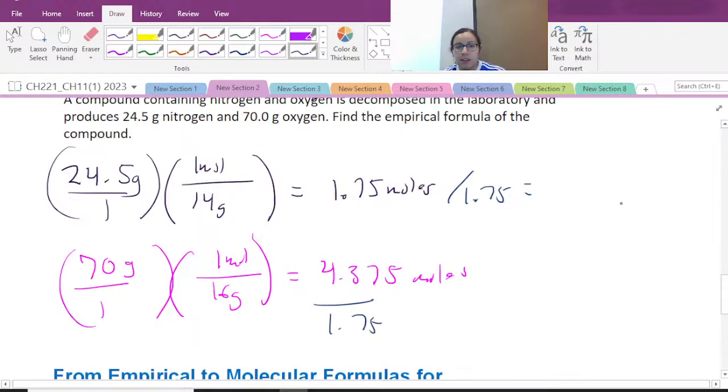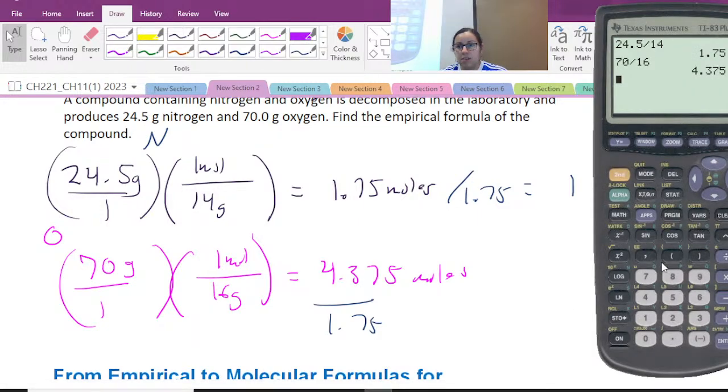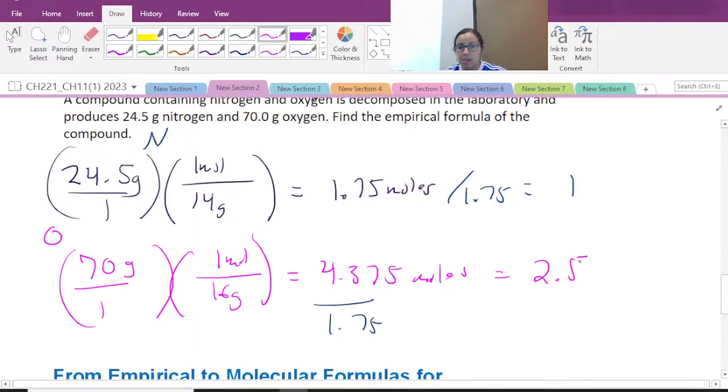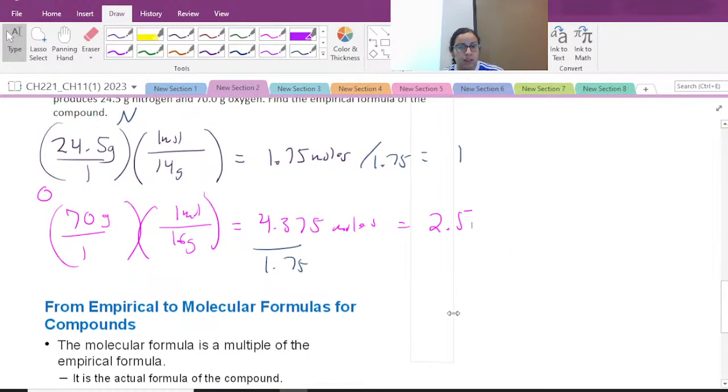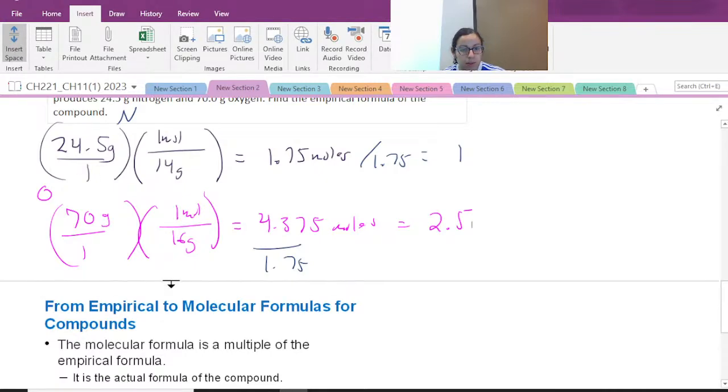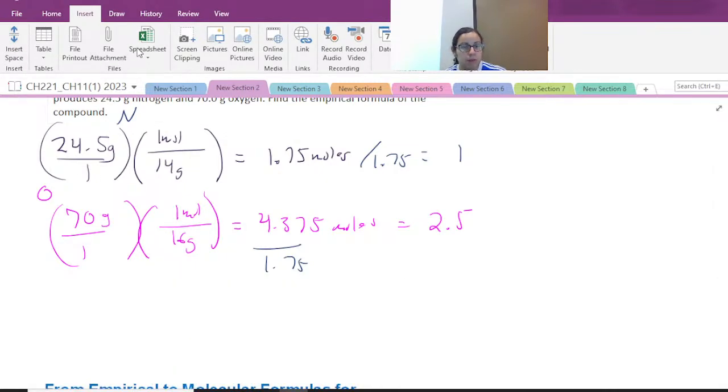So obviously, the nitrogen goes to 1. Let me just clearly put nitrogen and oxygen. And so let's see what that gives us. So 2.5. And so if we have a nice number like 2.5, we want to just multiply then by 2. And so I'll just do that. So I'm trying to indicate it the best way. So maybe I'll rewrite it.